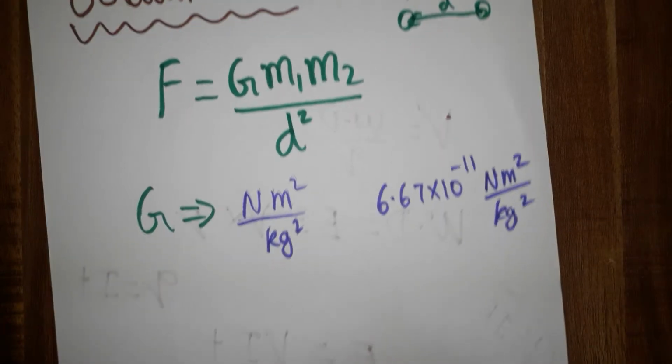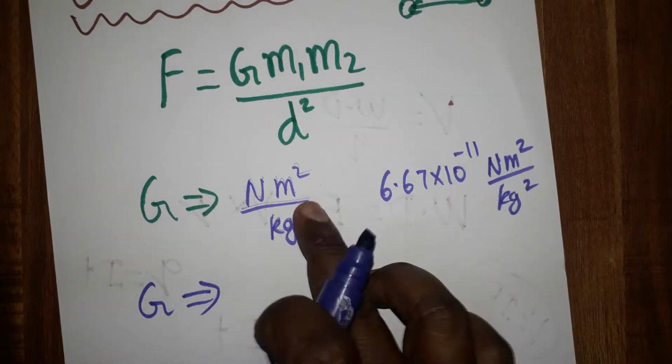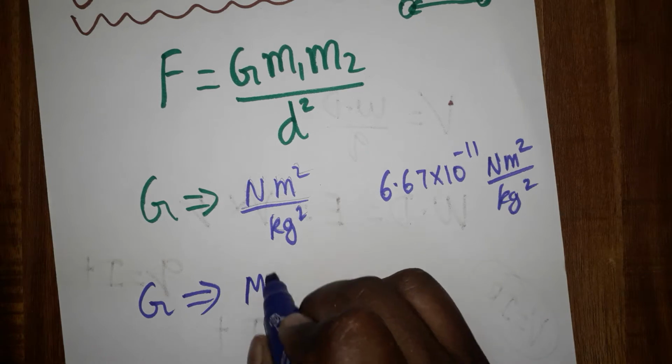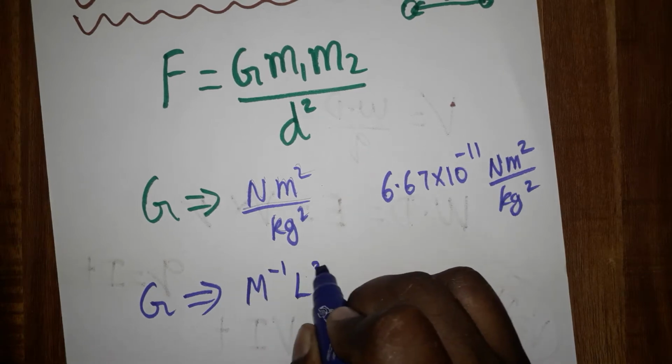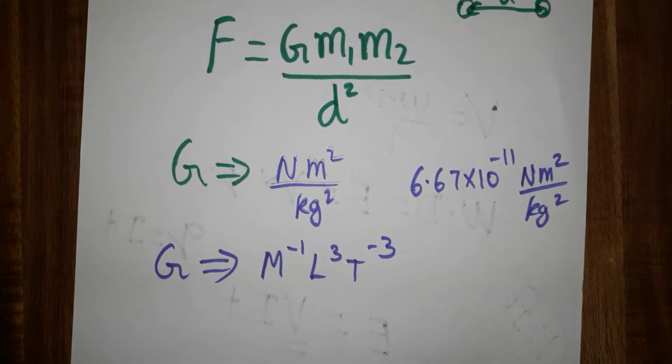It's a constant value. Okay, the next one, the dimensional formula. If you substitute the Newton value, you will get the dimensional formula M power minus 1, L cube, T power minus 2. This is the dimensional formula for capital G, the universal gravitational constant.